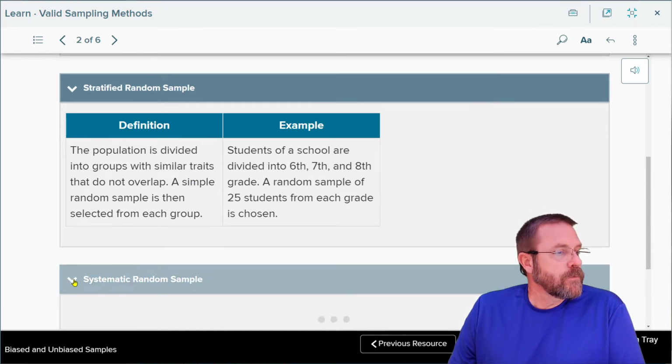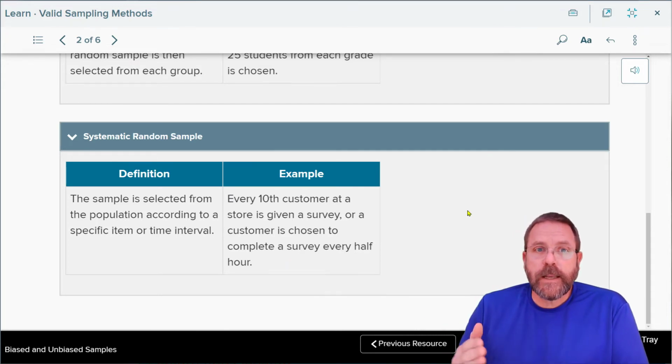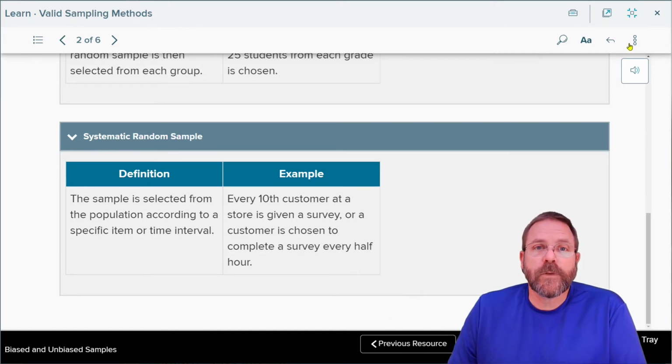And finally, your systematic random sample, that is going to be selected from a population according to a specific item or time interval. Every 10th customer at the store is given a survey, or a customer is chosen to complete a survey every half hour. That's what we were talking about on the police roadblocks, where they have to say we're going to select every 5th car or something like that, and that's how they're going to be doing their stops on it.